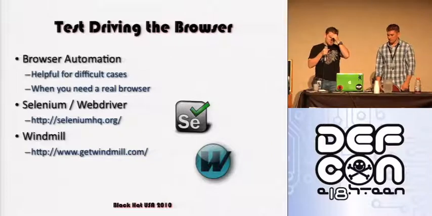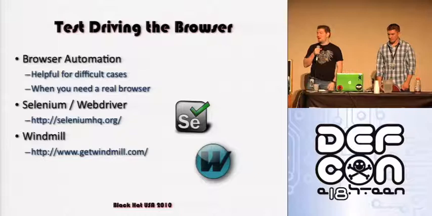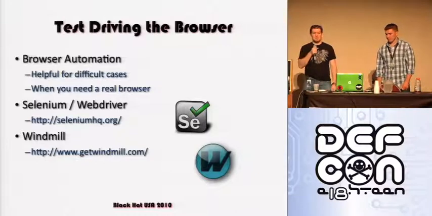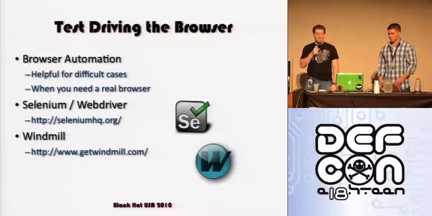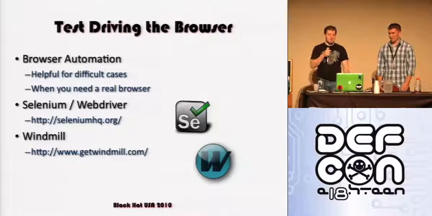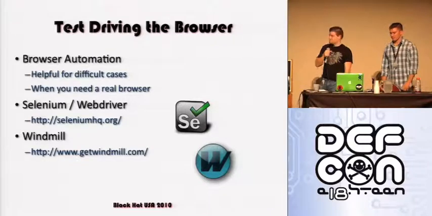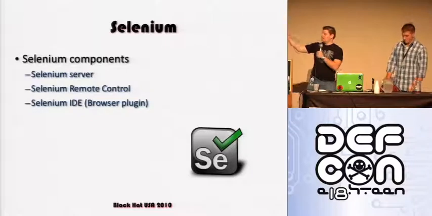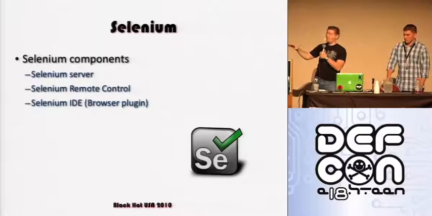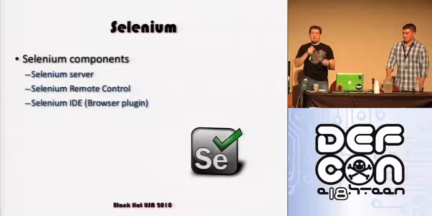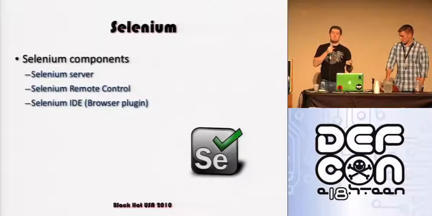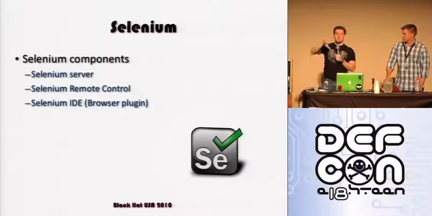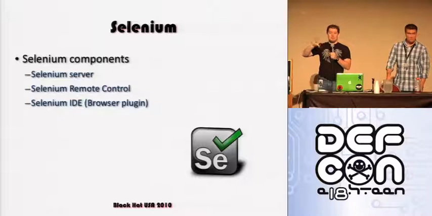I had some frustrations with Windmill, so obviously it would be nice to do everything in Python, but the frustration just set in and I went back to Selenium. Selenium has a couple of components. It has the server component, the remote control, and the IDE. The IDE is nice. It's a Firefox plugin, and as you're clicking through the web application, it's recording what you're doing and writing out your Python code for you.